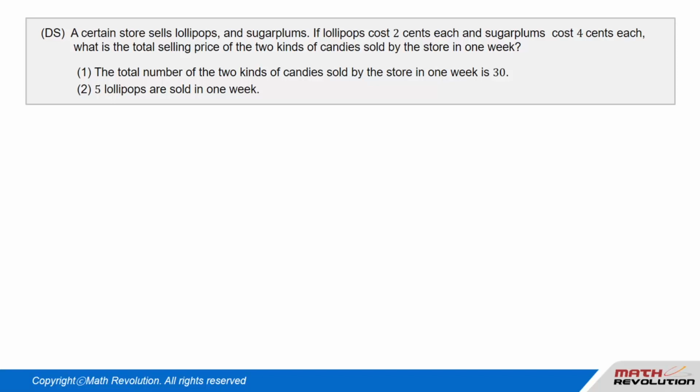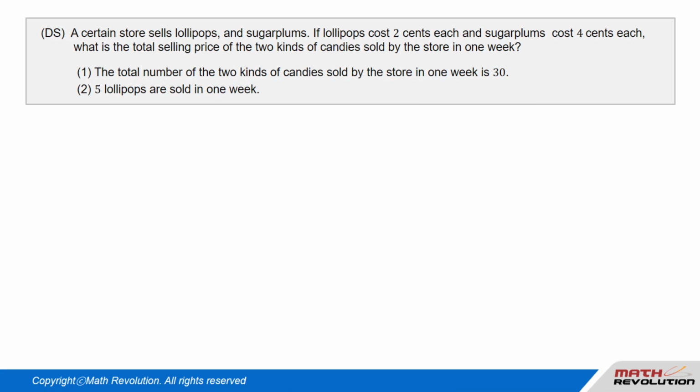Question. DS. A certain store sells lollipops and sugar plums. If lollipops cost 2 cents each and sugar plums cost 4 cents each, what is the total selling price of the two kinds of candies sold by the store in 1 week?